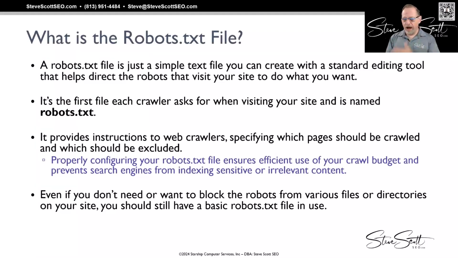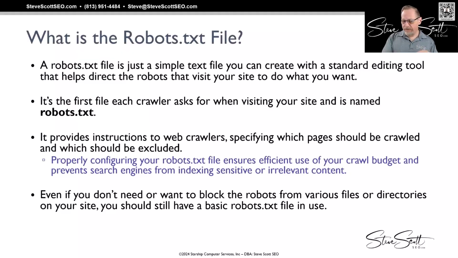To go here or not go there. And it's also one of the first files that each crawler asks for when it comes visiting your site. It's named robots.txt. Every time they come in, the crawler will look to see, okay, do you have a robots.txt file? If so, what are the rules you want me to follow here? As far as what you don't want to show, what you do want to show, what they can and can't do. And this does provide instructions to either all crawlers or even specific crawlers that specify which pages should be crawled and which pages should be excluded from being crawled.